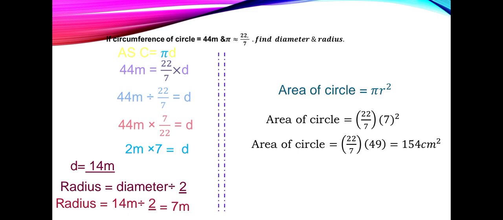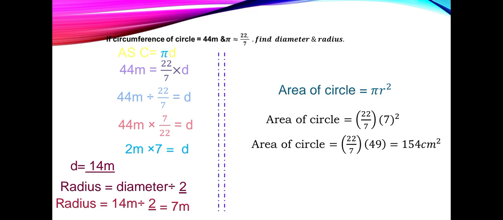And if the circumference of a circle is equal to 44 meter, and pi is equal to 22 over 7, find the diameter and radius. So C is equal to pi d, so 44 meter is equal to 22 over 7 multiplied by d. So 44 meter divided by 22 over 7 is equal to d. By the KCF method, 2 meter multiplied by 7 is equal to d. So d is equal to 14 meters. Radius is equal to diameter divided by 2, so radius is 14 meter divided by 2, which is equal to 7 meter.